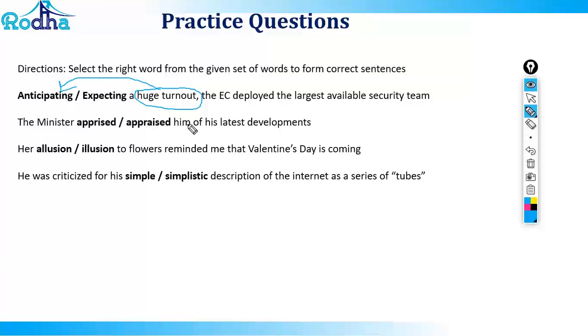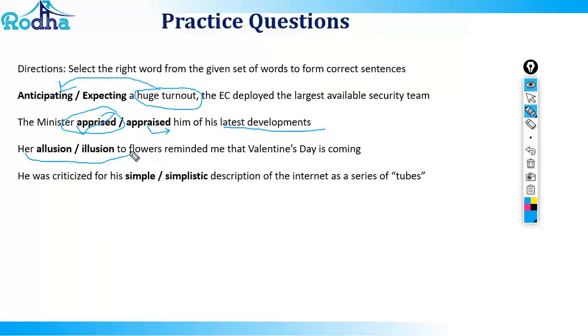The minister appraised him of his latest developments. Now you're talking about a minister who is talking to somebody else with regards to some latest developments. So if that's the context, then the word has to be appraised, because appraised means informed. Appraise comes from the concept of appraisal, wherein you rate, judge, or evaluate someone on their past performance. So that's exactly not the context which is fitting here. And since you're referring to the fact that the minister is informing somebody on the latest developments, it has to be appraised.